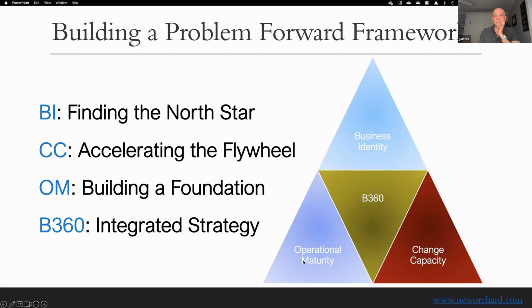How does the identity impact maturity? How does the change capacity affect our ability to even go in a specific direction, and our ability to execute the operational maturity side? Again, we don't have time to dig into each of these and how they interrelate, but we do want to give you a bit of exposure to these.